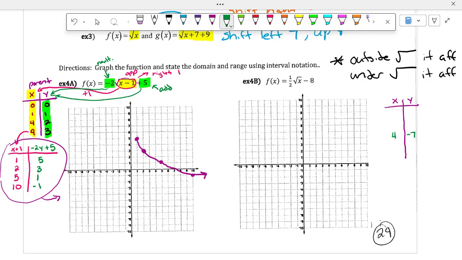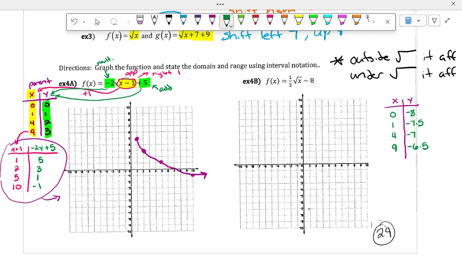Okay. What's another point that you definitely graphed on your graph? 0, -8. What else? 1, -7.5. There's one more. Owen. 9, -6.5. Right. So that's all the x values that you can fit on your graph that are defined. So we're going to leave it with that.